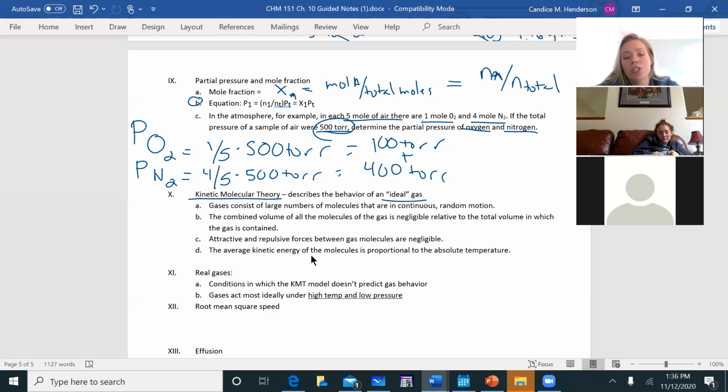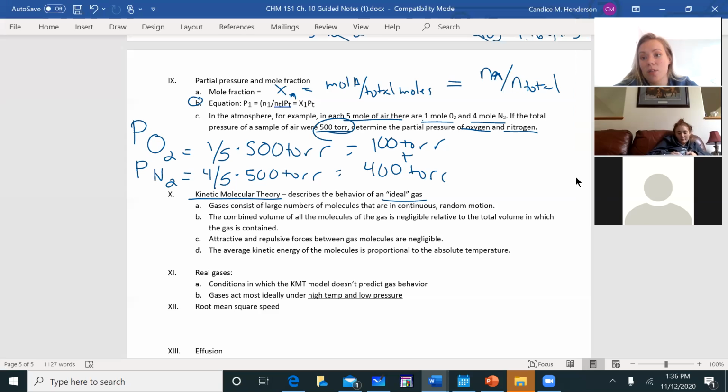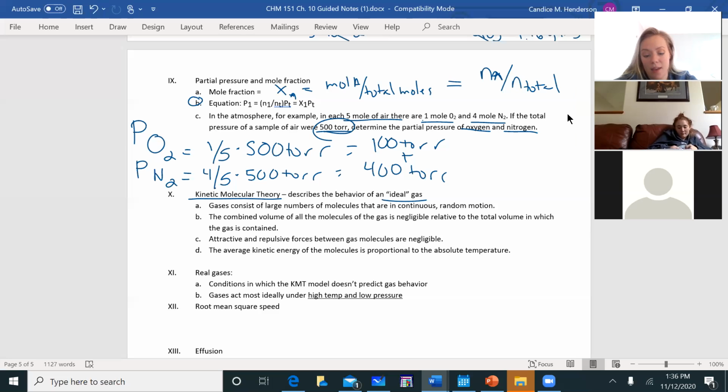And then D, the average kinetic energy of the molecules is proportional to the absolute temperature. So that's just saying you have more kinetic energy when you increase your temperature. This is true. If we pump more heat into a gas, those molecules are going to move a lot faster and they will then go ahead and create more kinetic energy.